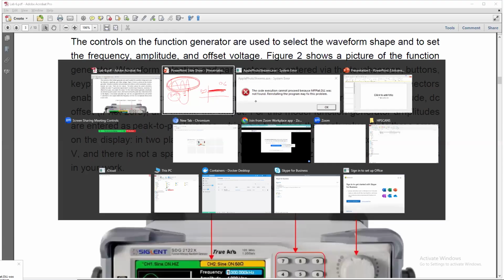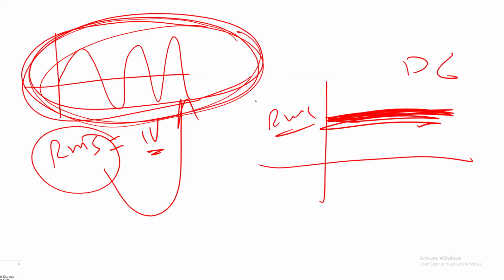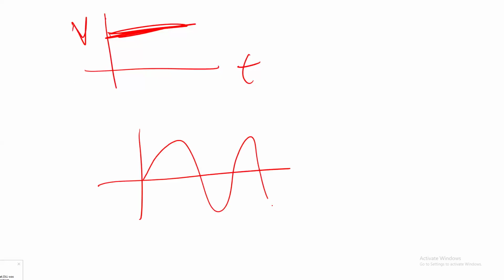So let me summarize what I said, guys. Number one, in these labs you are going to learn how to use the function generator. A function generator is similar to the power supply used before. It's a source. However, the difference is that a power supply gives you DC values. So this is the voltage, this is the time, DC. But a function generator is a source that gives you a sinusoidal signal or AC signal.